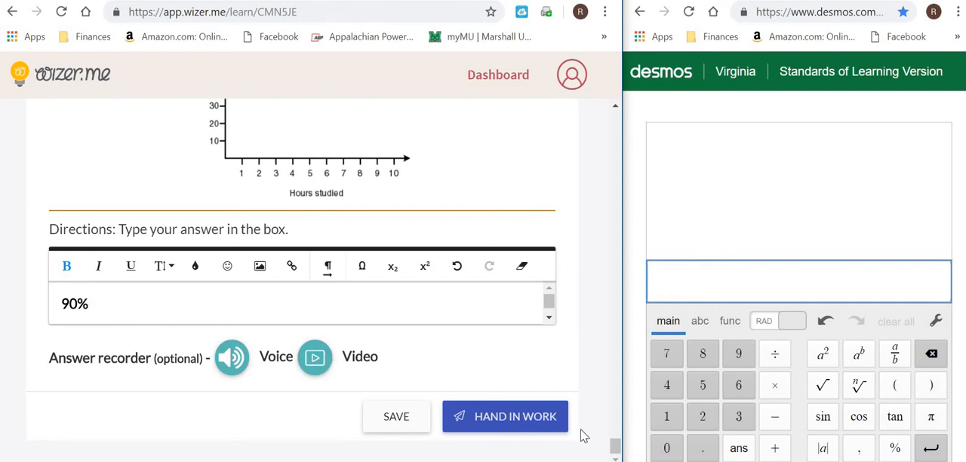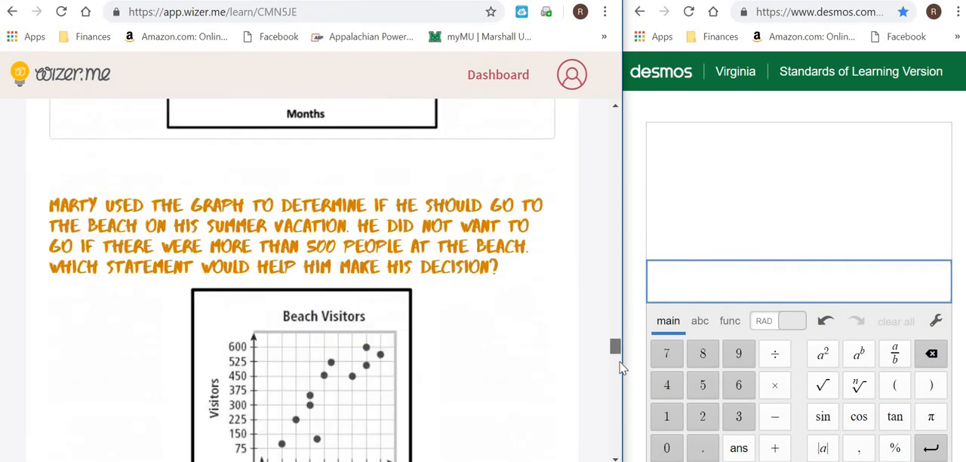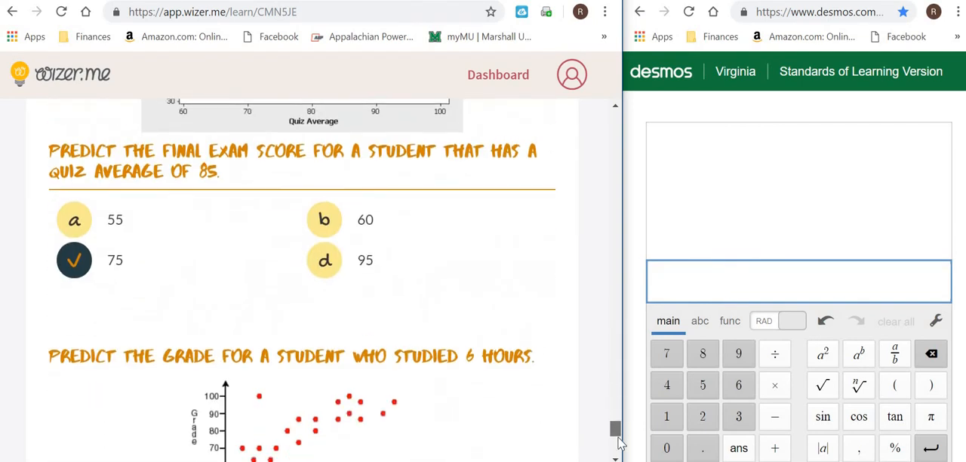All right, just remember you always need to draw those trend lines and just be very careful reading your graphs, and you ought to be just fine.